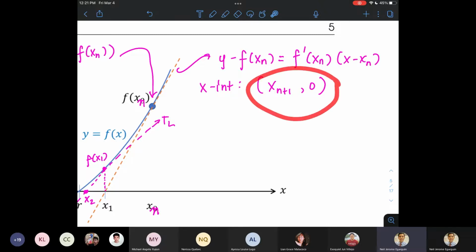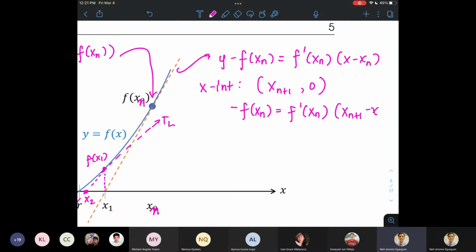So I'll use this info, plug that in here, and then solve for x sub n plus 1. So we'll have negative f of x sub n equals f prime of x sub n times x sub n plus 1 minus x sub n. All right? And then again, we need to solve for x sub n plus 1. So I'll divide both sides by f prime.